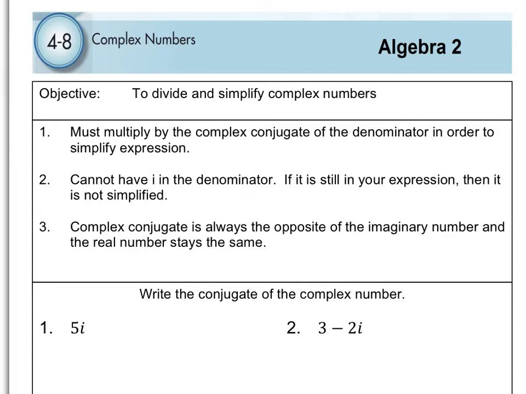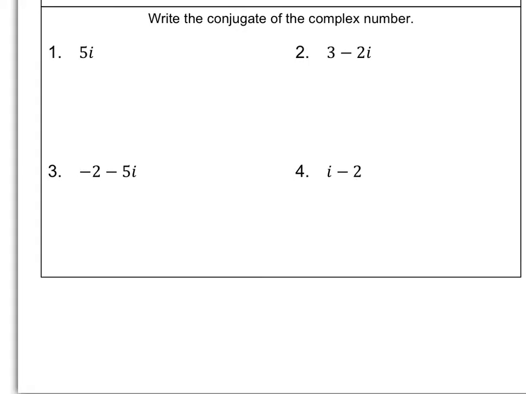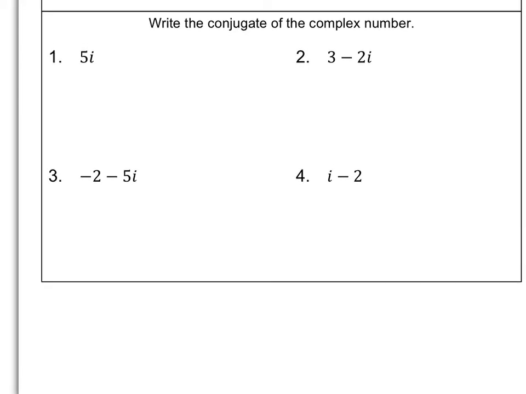Okay, and then number three, complex conjugates are always the opposite of the imaginary number, and the real number stays the same. And that's what we're going to talk about at first, to figure out, okay, how do I find the conjugate? Okay, so let's take a look here at a couple of examples. Writing the conjugate of a complex number.